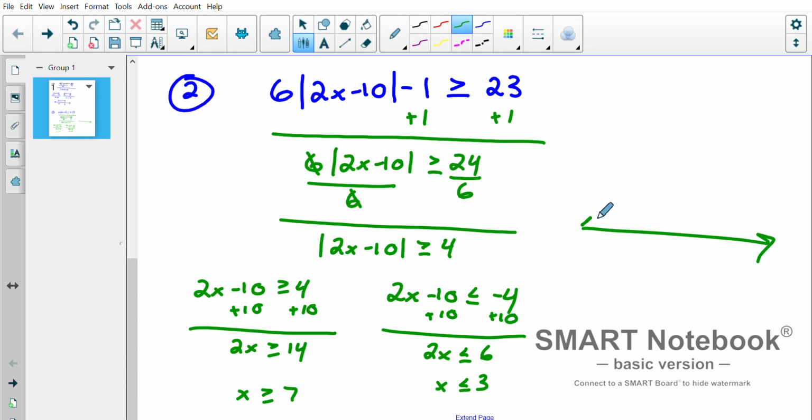So when I graph this one, we're going to have 3 and 7 with closed dots because we have greater than or equal to and less than or equal to. And if x is greater than or equal to 7, that one's going to go to the right, and less than or equal to 3, that one is going to go to the left. So this one will go away from each other.